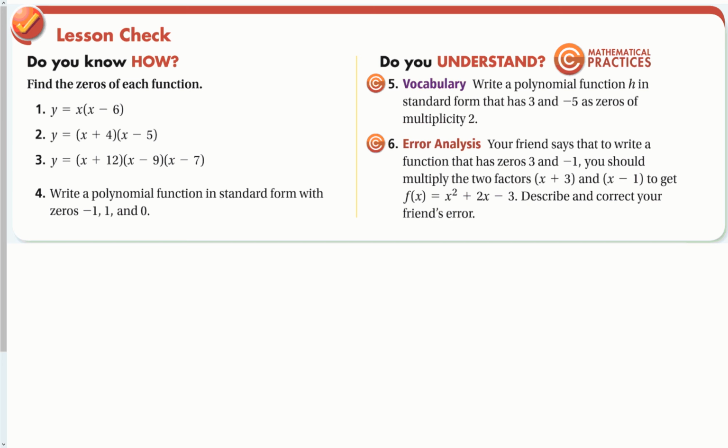Okay, so covered a lot in this section. Hopefully you guys followed it all. The zeros of these functions, right? 0 and 6, -4, +5, -12, +9, +7. And again, if you're going to write that polynomial, that would be x minus 1 times x plus 1 backwards, and x, not a 0, right? The single x is what gave you your 0 as an answer. Okay.